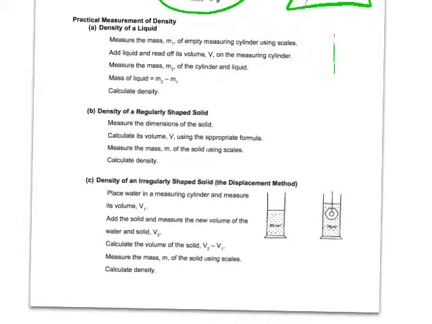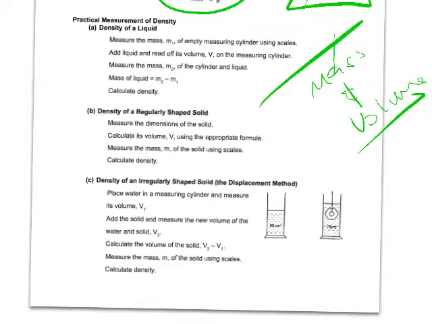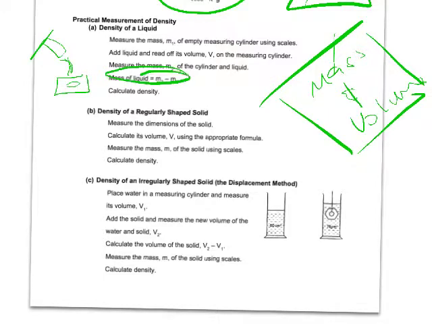Practical measurement of density. Okay, density of a liquid. The important thing here is you have to just measure mass and volume. Okay, so as long as we're measuring both those things, then you should be okay. However, think about for density of liquid, you can't just pour the liquid onto your scales. You can't just pour it out and expect it to be able to measure. So you need to use the displacement method for the mass.